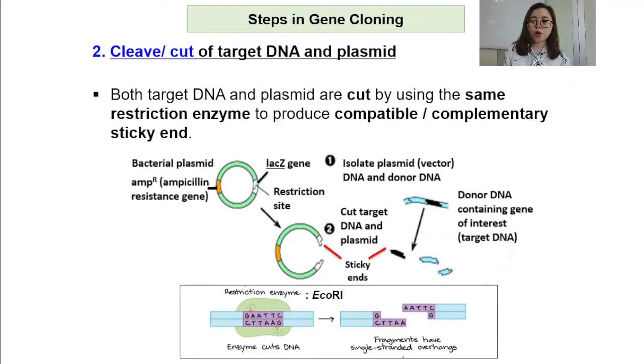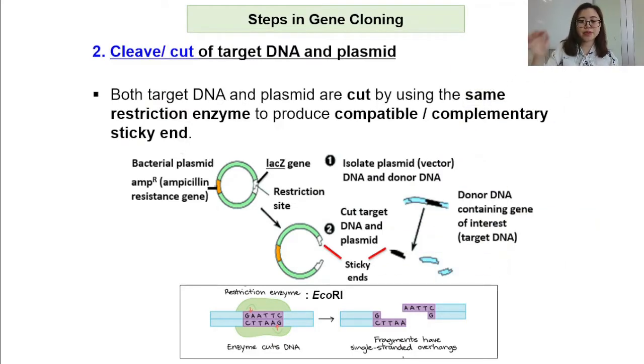Now we're continuing with the second step. The second step is to cleave or cut the target DNA and plasmid. Both the target DNA and plasmid are cut by using the same restriction enzyme to produce compatible or complementary sticky end. Okay, kita akan potong kedua-dua target DNA dan plasmid menggunakan restriction enzyme yang sama supaya mereka mempunyai hujung yang berpatutan, yang compatible. Dia boleh melekat dengan satu sama lain.